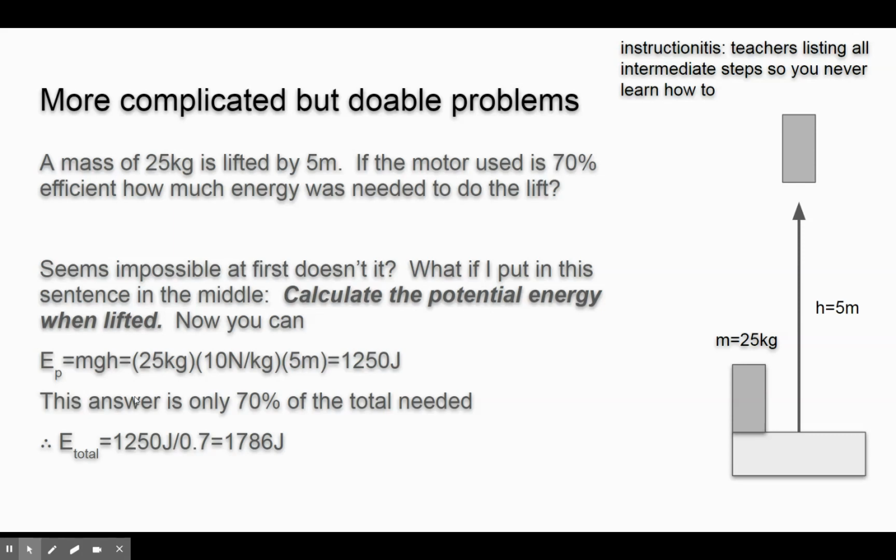But if teachers engage in instructionitis and always give you the intermediate step, you will never learn how to do it on your own. So you have to go, what are the steps I need to do to get there? So you calculate the potential energy, and this energy is only 70% of the total. This is the output energy, so we need more than that. So 1250 will be divided by 0.7, and we get 1786.